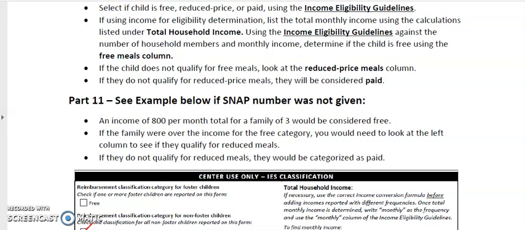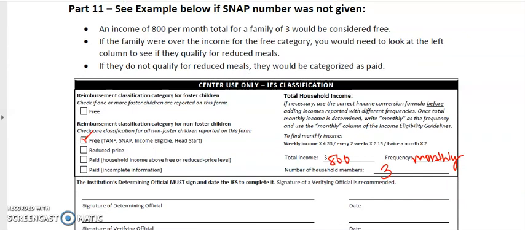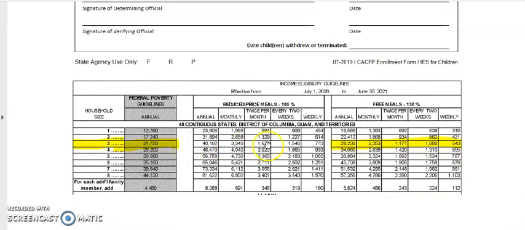Part 11, so let's see an example below if SNAP number was not given. So we have an income of $800 per month total for a family of 3. They would be considered free because we look at the income eligibility guidelines. And for a house of 3, we look at the monthly income and they fall below that. If they were over this amount, we would have to look at this column to see if they qualify. And if they're under this amount, then they would be considered reduced price. If they were over this amount, we would list them as paid.